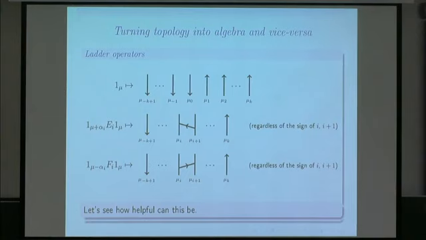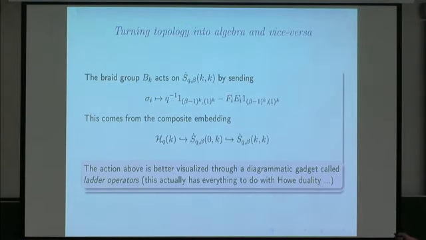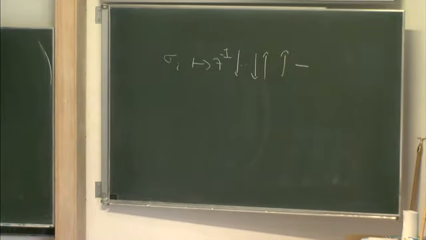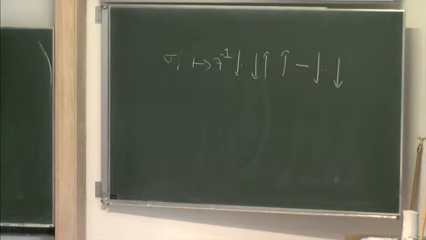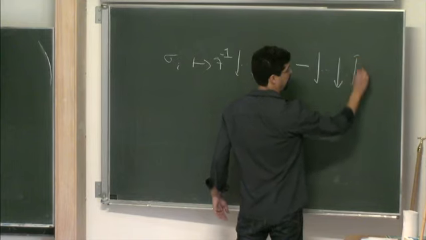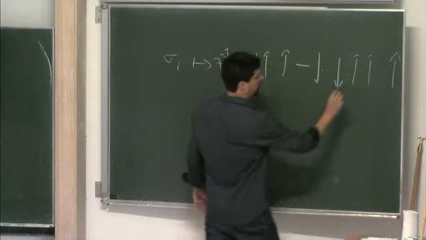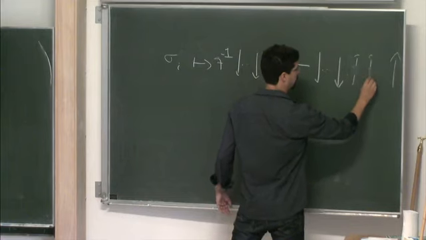And let's see. Relation, this assignment can be written somehow as sigma_i is sent to something like q^{-1} ... minus, and now we have F_i E_i. And here we have E points to the left.